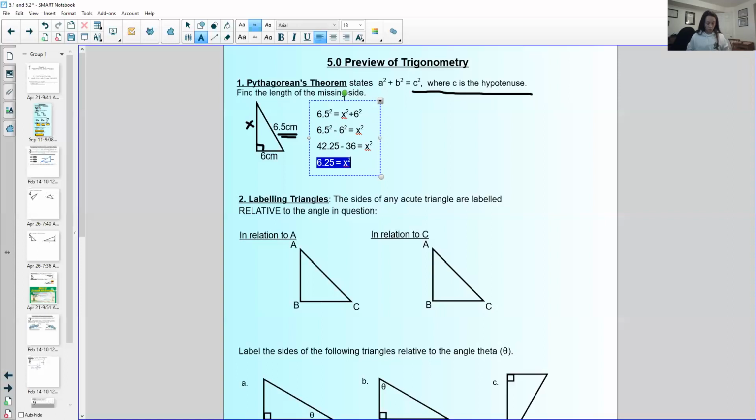And now you take the square root of both sides, and you should get 2.5. Okay, so at this point, my x value is 2.5. Okay, so those are the basics about the Pythagorean theorem. That's the first thing you need to know about triangles before we get into any of our trigonometry.